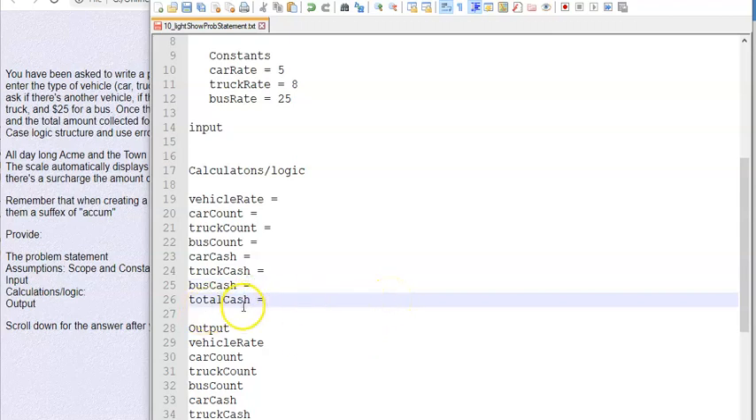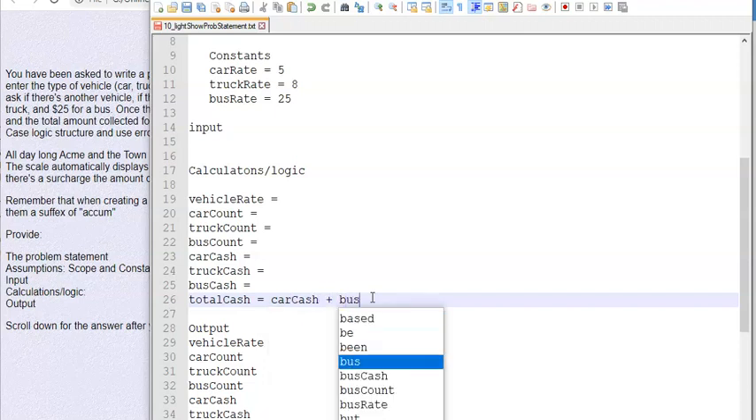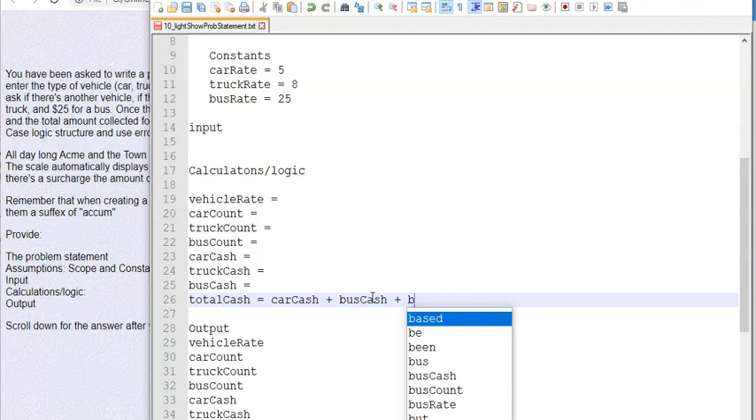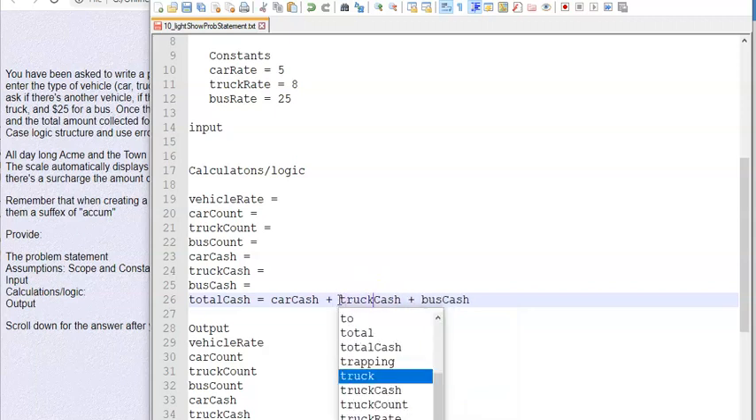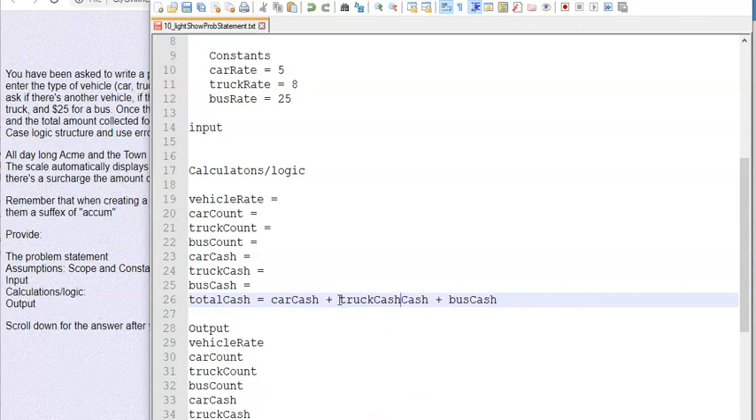Okay, so we start with the bottom, total cash. If I know how much car cash, how much truck cash, and bus cash I have, then I just add them all together. So it'll be car cash plus truck cash plus bus cash. We'll keep these in order. It just makes it a little bit easier for people to follow what we're trying to do.